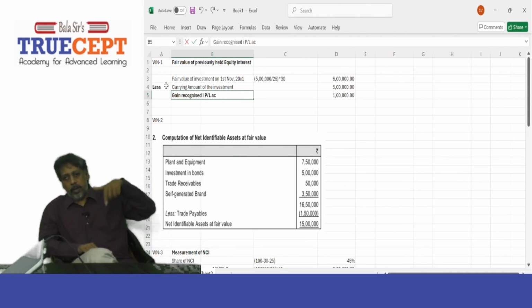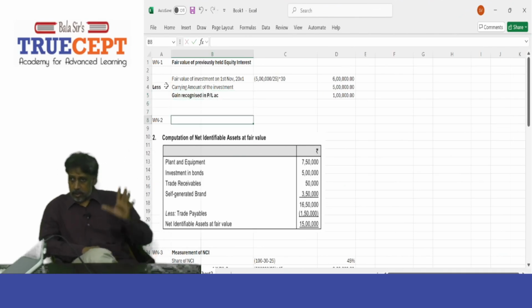Now we go ahead with the second working. What is that? Computation of net identifiable assets. That we know, right? Take all the assets at fair value minus liabilities. You get how much net assets? 15 lakh.